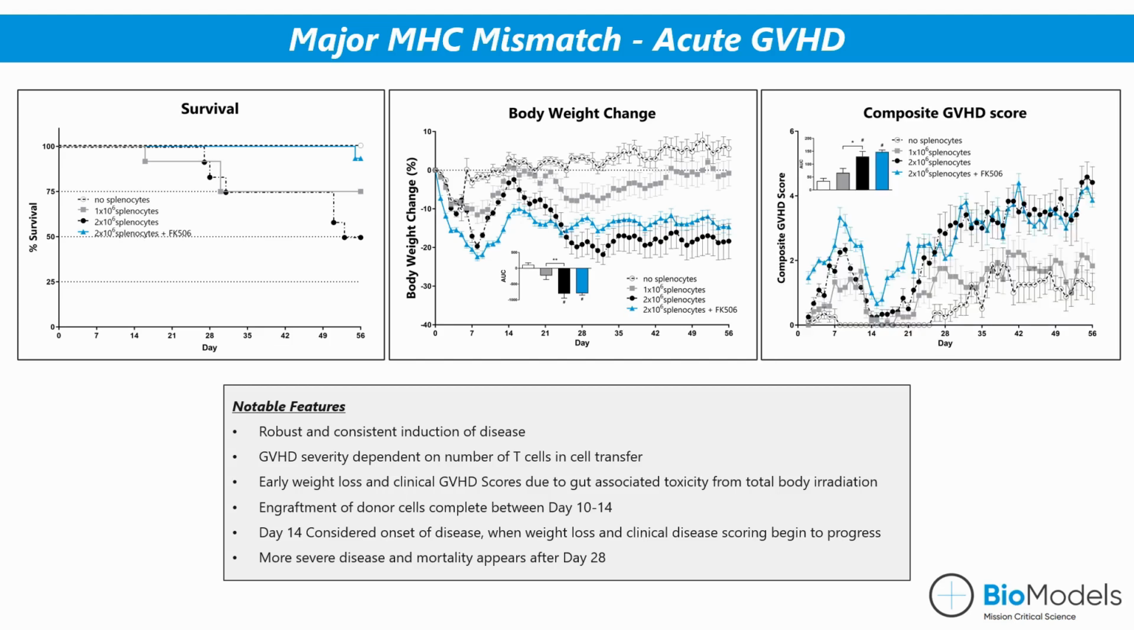The next piece of data, the composite GvHD score, we see trends that are basically an inverse of what we see with the weight change. Initially, we see sharp increases in the GvHD score, and this typically mirrors weight loss and then some of the other changes in the other component scores. This then usually returns to baseline by day 14, and from that point on, we see progressive increases in the composite GvHD score. As you can see here, we also see dose-dependent changes on this composite GvHD score based on the number of splenocytes that were given in the cell transfer. And with this particular reference compound, we don't see any obvious benefit to the model.